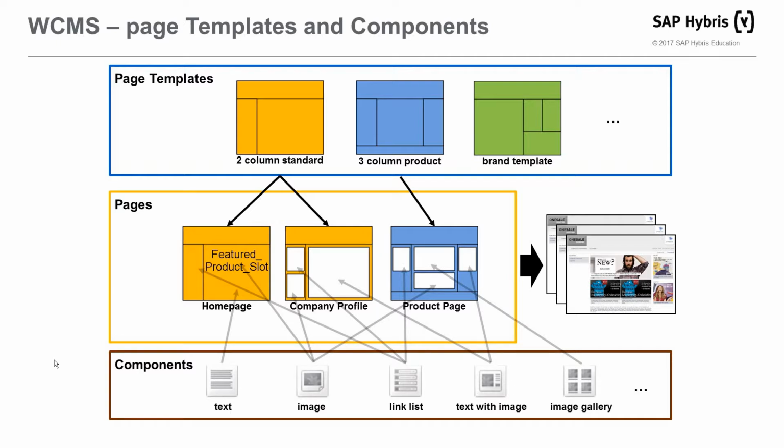So, in this example, we added the CMS component, Product Carousel component, to the content slot, Featured Product slot, on the page, Home page, which is based on the page template, 2-column standard template. Then, when the page is rendered to HTML in the live storefront, Product Carousel component will appear in the page template location, Section 3A.